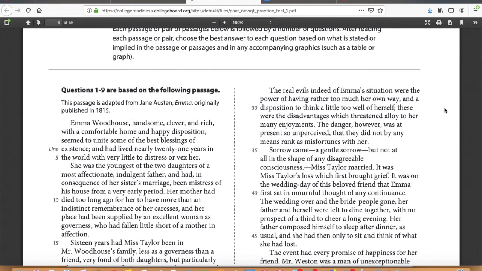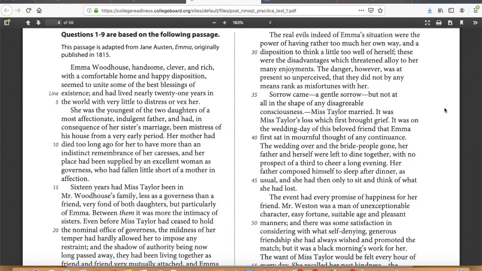Let's keep reading, please. Line 35. Sorrow came, a gentle sorrow, but not at all in the shape of any disagreeable consciousness. Miss Taylor married. Okay, stop. What does disagreeable mean? Well, to not agree. Yeah, it's the opposite of agree. But what would that mean? Not in the shape of any disagreeable consciousness.